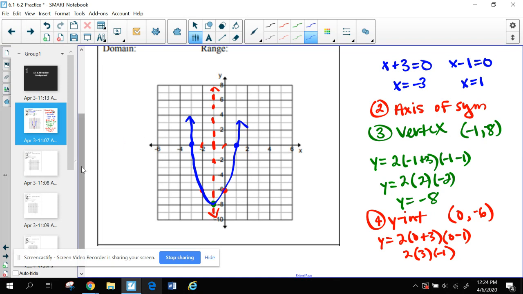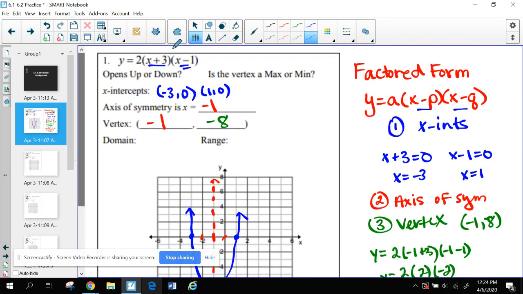And then there are a couple more questions I want to go over with you guys. We jumped over which way it opens. Deciding which way it opens and whether it's a max or min has to do with your a value. Since our a value is 2, which is positive, this is going to open up, as we already saw when we graphed it. And if it opens up, it's going to have a min.